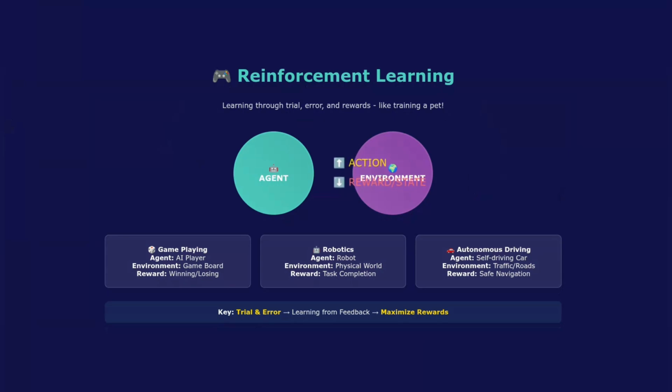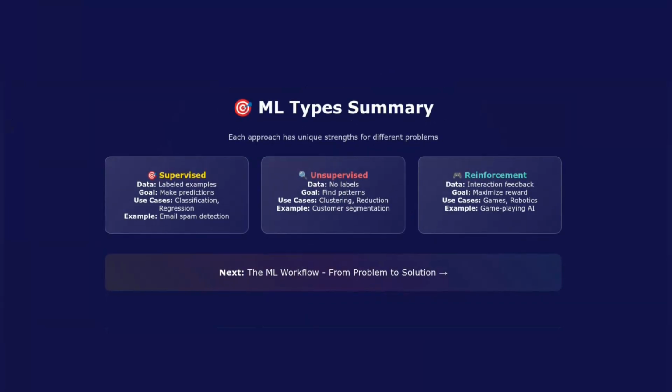In RL, an agent interacts with an environment, taking actions and receiving rewards or penalties based on its state. This is the basis for AI in complex games, robotics, and autonomous systems. Each type has its strengths and best use cases.